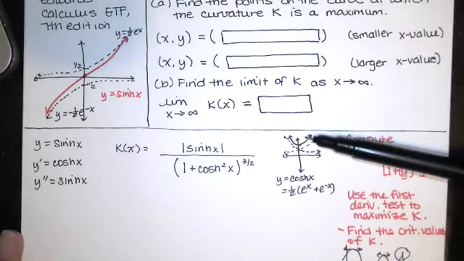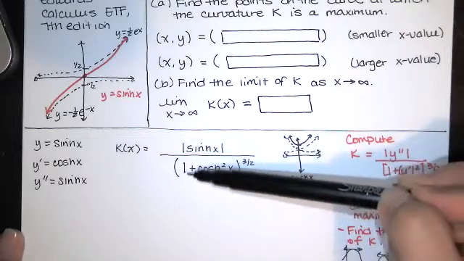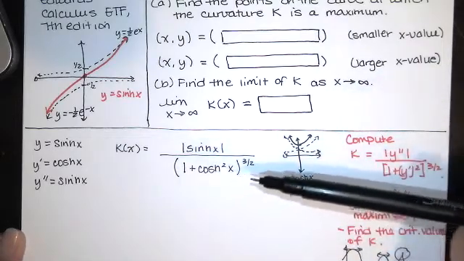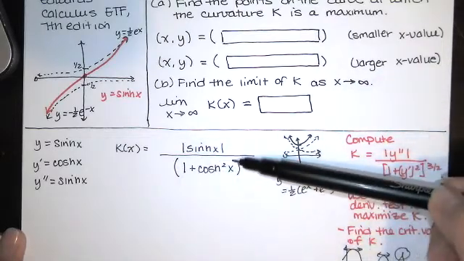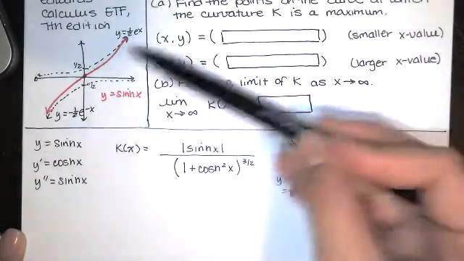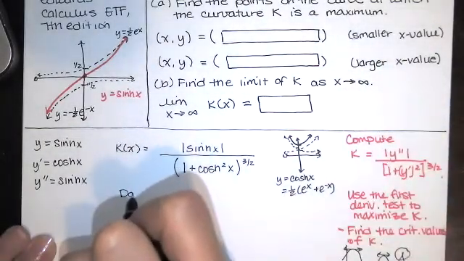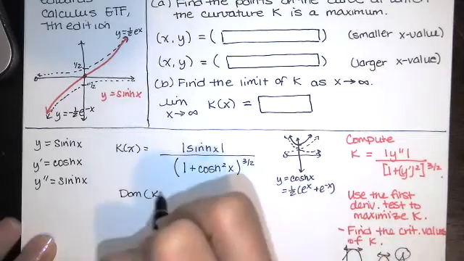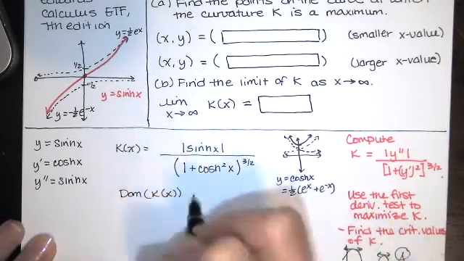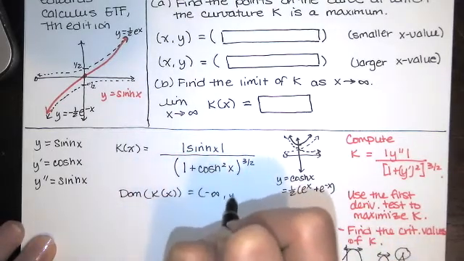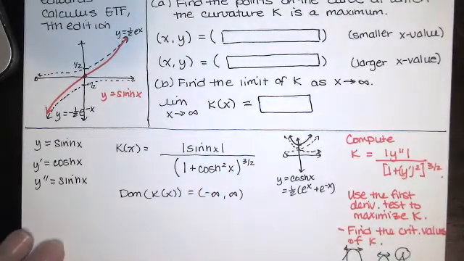It's actually this combination of exponential functions. So that's hyperbolic cosine. If I take it and I square it and I add 1, it's definitely positive. So this is well defined all the time. And the hyperbolic sine of x is well defined all the time as well. So the domain of kappa, or the domain of our curvature function, is negative infinity to infinity.